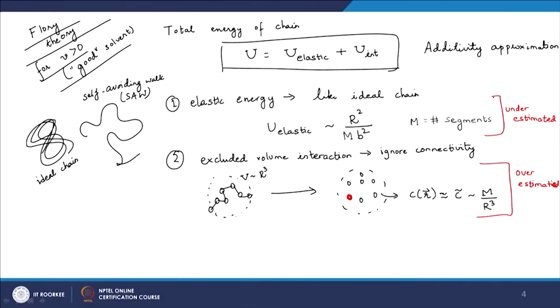Okay. Now, as I have already alluded to earlier, Flory was very lucky in the sense that the errors that result from the underestimation of elastic energy and overestimation of excluded volume both cancel out perfectly for, I would say, very mystical reasons, and he was able to get the correct scaling law.